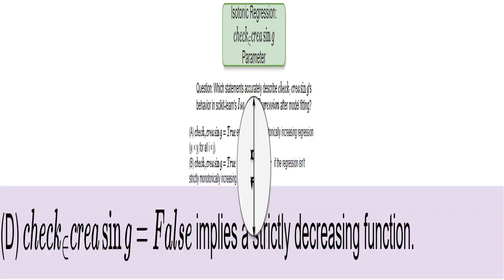Setting _check_increasing to false does not force a strictly decreasing function. It simply allows for plateaus or even decreasing segments. It just doesn't enforce an increasing function.